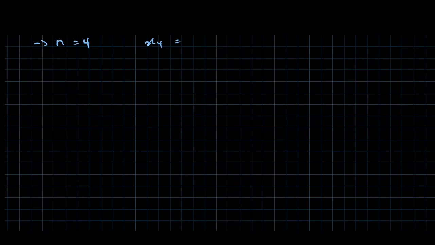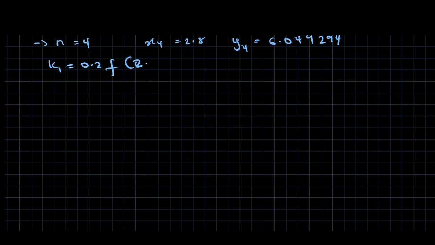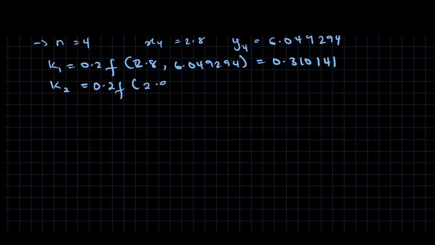Now for n equals 4, this is the last one. x4 equals 2.8, and y4 equals 6.049294. For k1, it's going to be equal to 0.2 f(2.8, ...). Solve this and you're going to get 0.310141. For k2, it's going to be equal to f(2.9, ...), because it's going to be 2.8 plus 0.2/2. Then y4 plus k1/2.